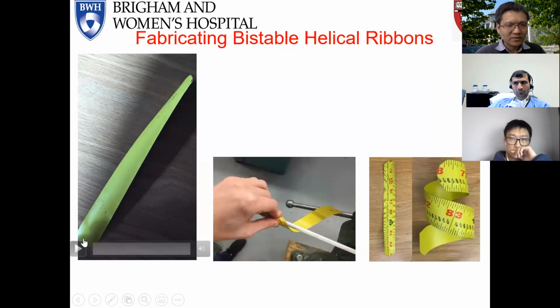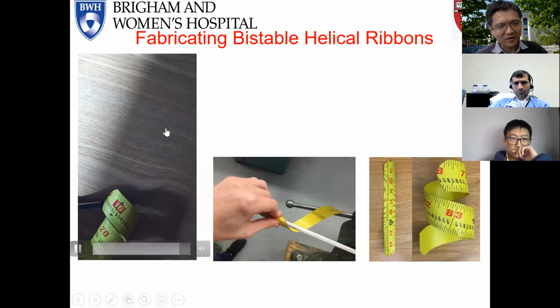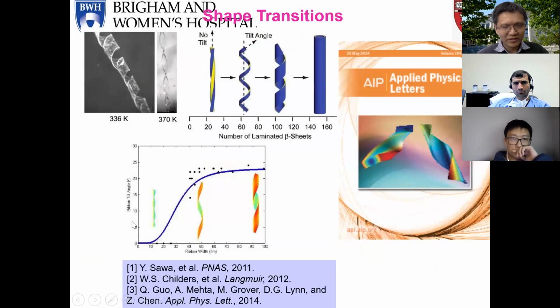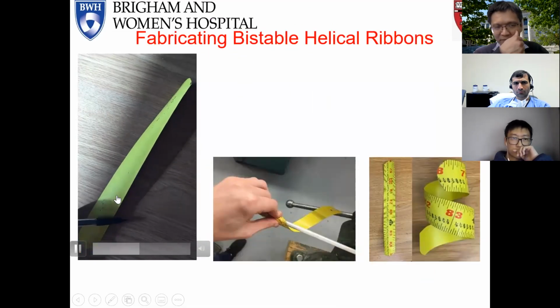And we can apply the same mechanism to a stainless steel bar. You can see this is a measuring tape. We can make it so that it has two stable configurations, and it can switch between these two stable configurations in response to external stimuli.